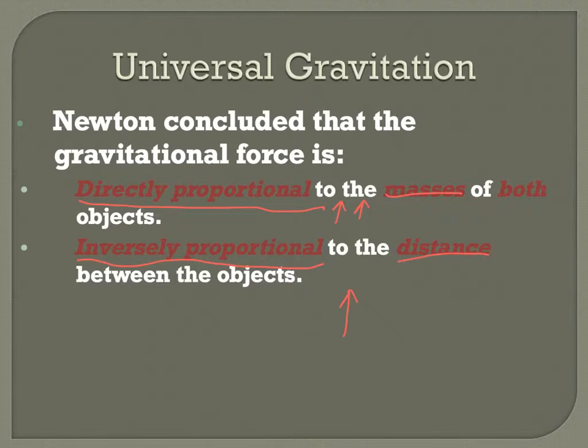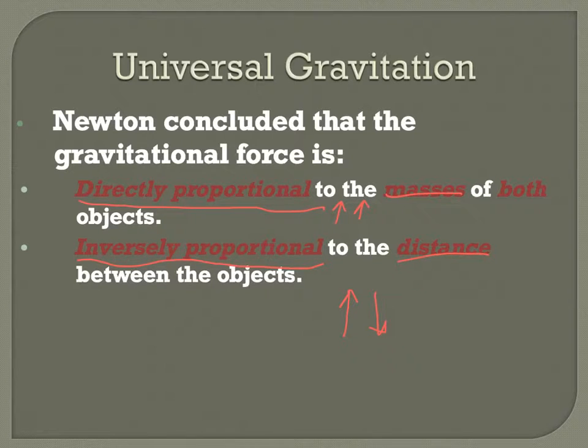As distance increases, what do you think happens to the gravitational force if they're inversely proportional? Well, if you guessed the gravitational force goes down, then you were correct. In this case, inversely proportional means that as one goes up, the other one goes down. And so as the distance between two objects increases, the gravitational force decreases.